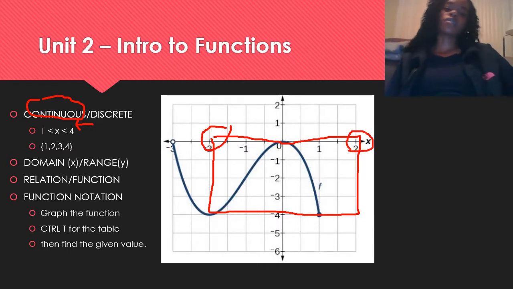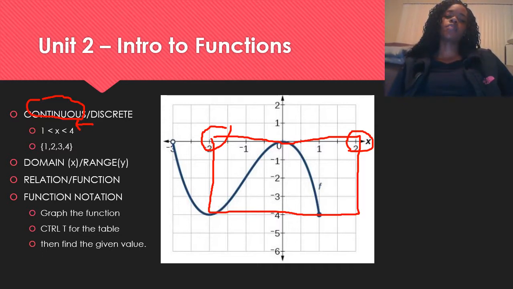So for domain, domain is the x value. So I'm going to look at the x values here. This is the x value that I crossed on the x-axis with that box. This is also the x value that I crossed on the x-axis in that box. So for my domain, my smallest x value is negative 3. We have an open circle there, so our symbol looks like this. X goes in the middle. And our biggest x value is 1. We have a closed circle there.